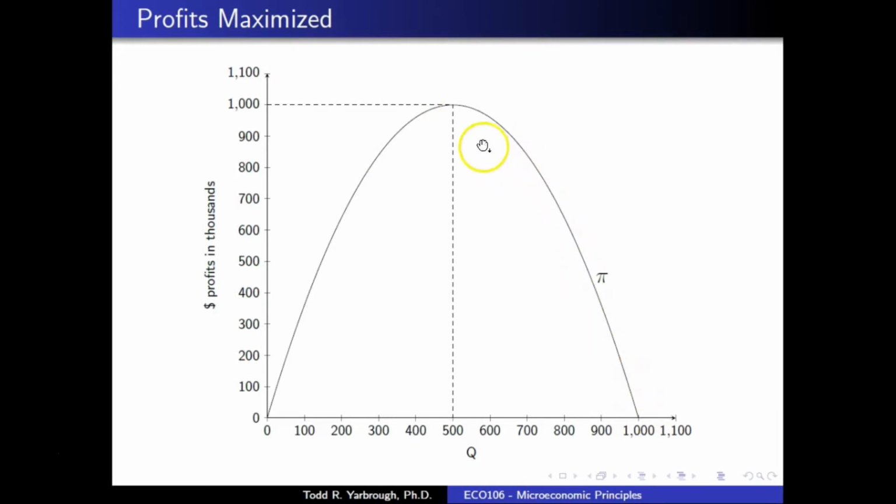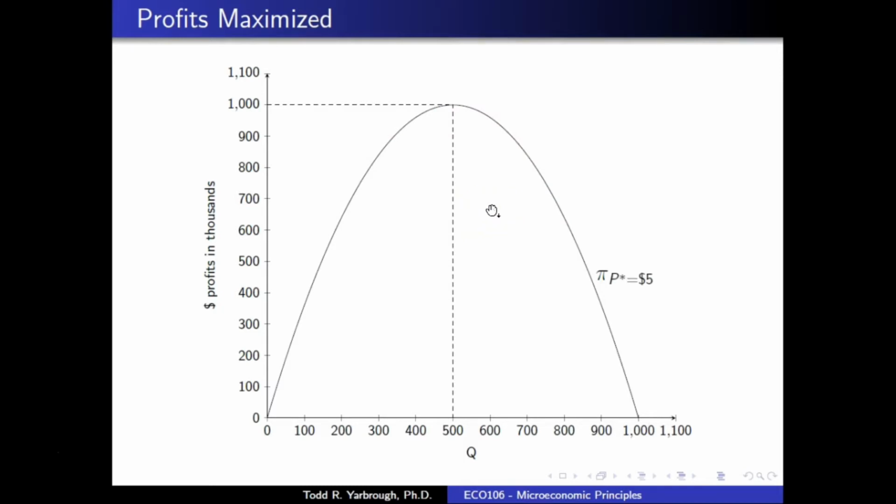So the goal of the producer is not unlike the goal of the consumer. They are trying to maximize a particular value. Instead of utility, they're trying to maximize profits. So in this scenario, the producer would want to produce 500 units of the product. Anything less than 500 units and profits fall. Anything more than 500 units and profits would fall. Now, the question becomes, how does this occur? How are they able to get to this particular point?